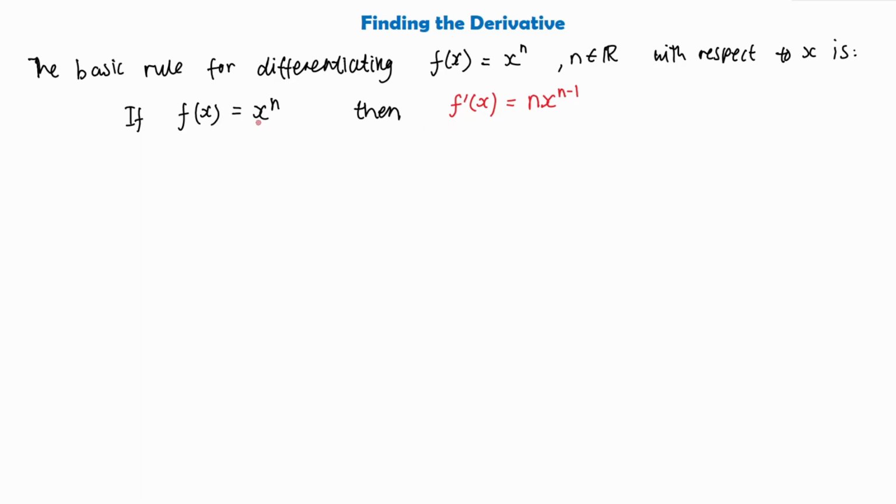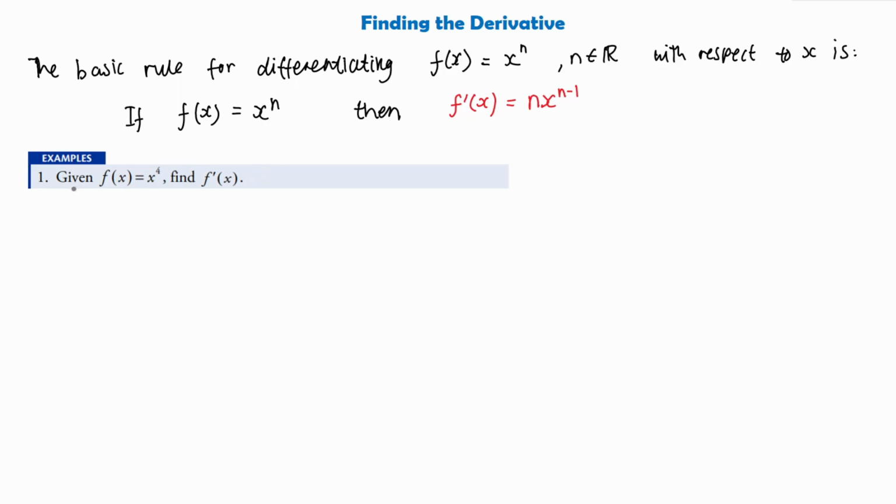Well, if we take a look at f of x, it is x to the power n. So to get to f dashed x, we have brought the power n down to the front and multiplied it by the x. So the n has simply come down to the front and been multiplied by the x. And then we are subtracting 1 from the power n. So it becomes n minus 1. So the two-step process is bring the power down to the front and subtract 1 from the power. And that will give us the derivative. So we'll do a couple examples of finding the derivative.